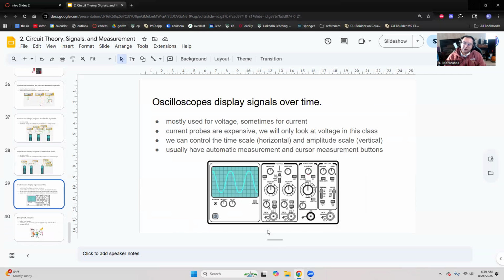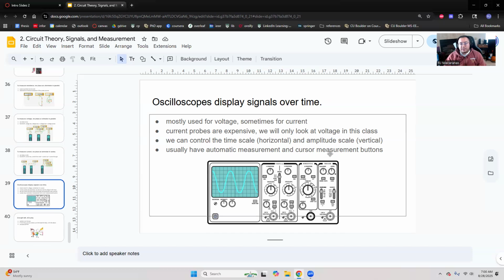And so the last thing I want to talk about briefly is oscilloscopes, and we'll dig into these more during the lab. But these just display signals over time. And so these can be a little bit more intimidating when you don't know what's going on necessarily. But there are pretty much just a few knobs and dials that we'll be using. So first off, they can be used to measure voltage and current. But current probes are usually really expensive, on the order of 500 to tens of thousands of dollars. So we'll just be measuring voltage because we only have voltage probes in our lab.